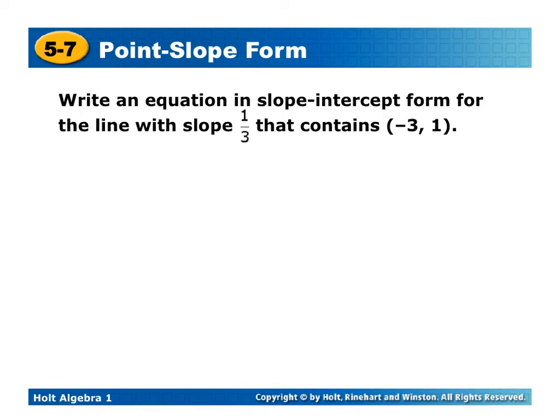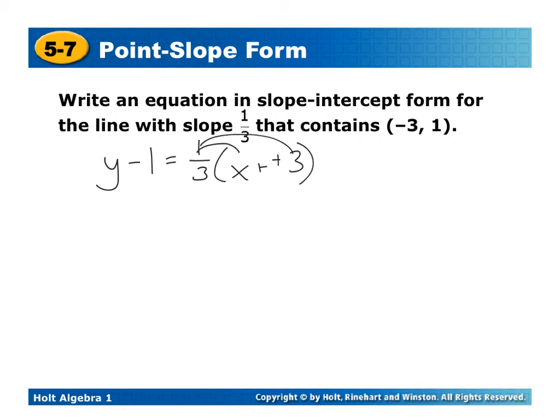Alright, so now it's your turn. Why don't you go ahead and pause the video and use this information to write an equation in slope-intercept form. So here, once again, I'm going to start in point-slope form because it's really easy to change around. So we have y minus 1 equals 1/3 times x minus our x value. Go ahead and double check.